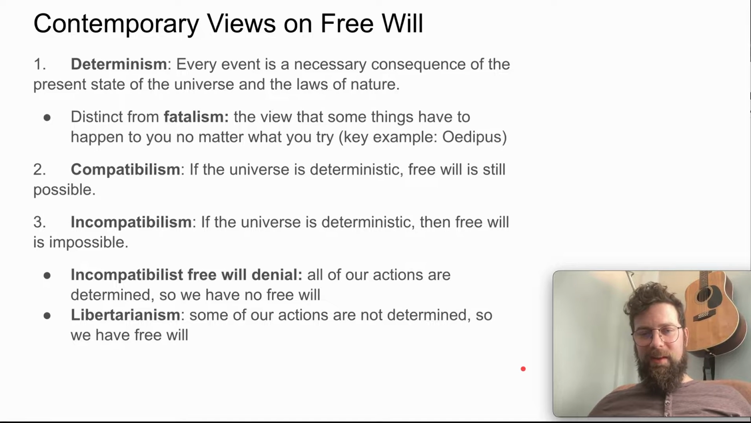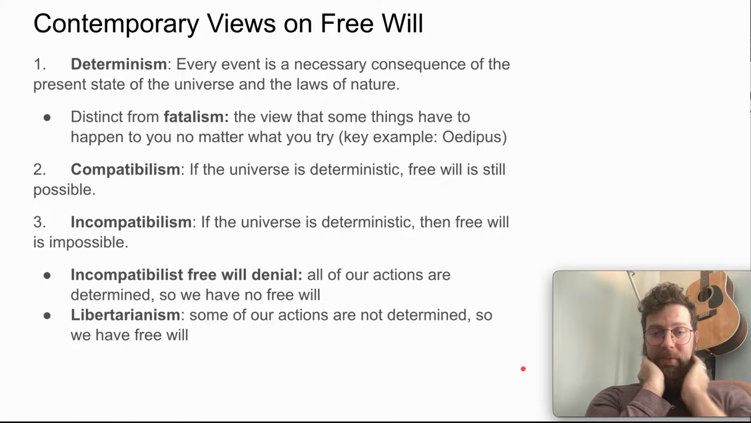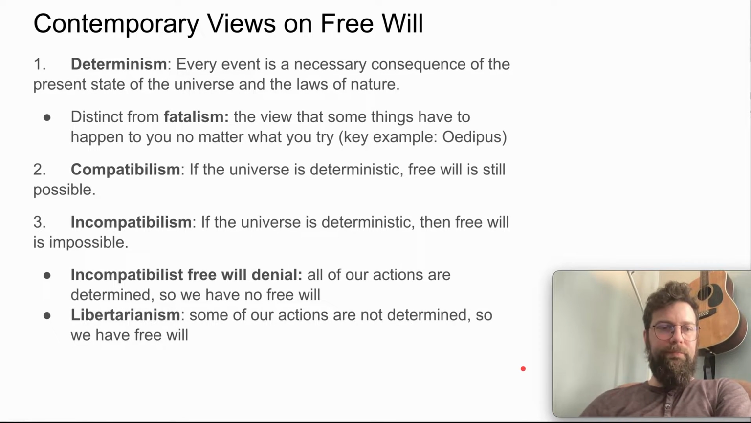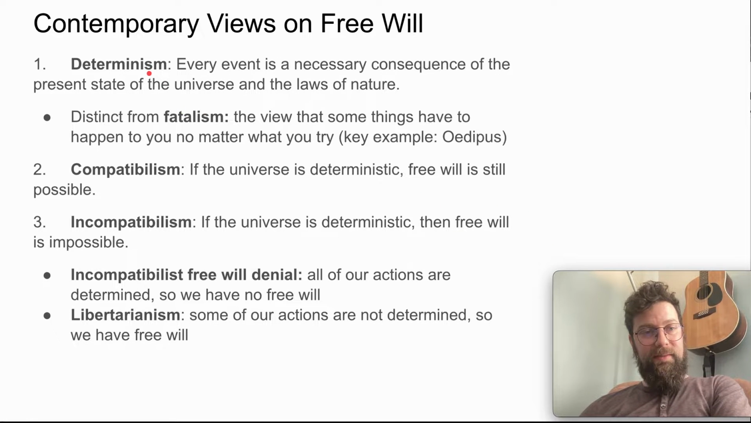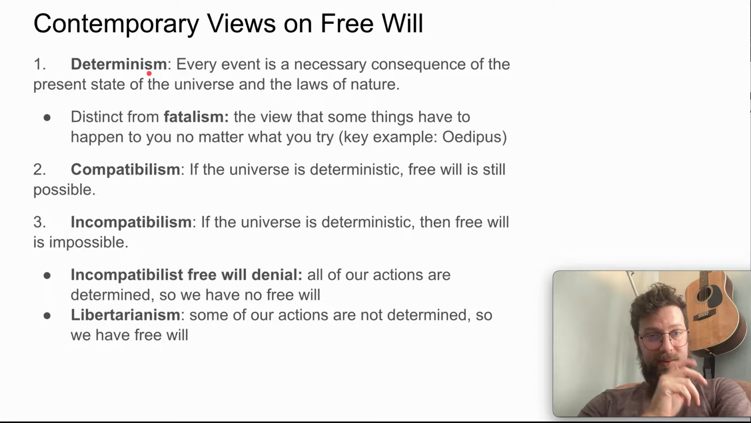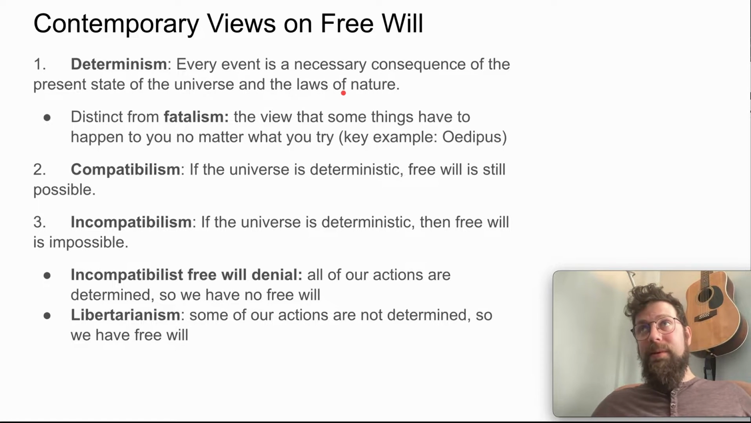To put this in context, this is like a little chart. You've seen this in other videos of mine on, say, Descartes and Leibniz and Spinoza. This is sort of like our menu and map of views about free will. Some people are determinists, right? So they believe that every event that ever happens is a necessary consequence of the present state or previous states of the universe and the laws of nature. So we might say that the way that things are right now in November 2023 is like the direct and inevitable consequence of the way things were in October.